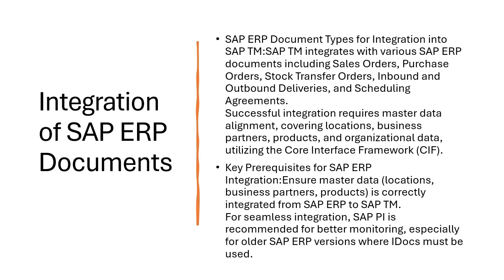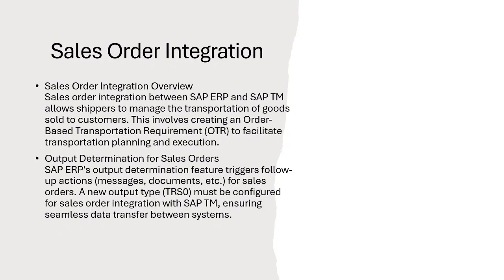So the SAP TM system actually receives and processes the data from SAP ERP through various methods, which also ensures a seamless flow of master data such as business partner, location, and product data. And then I have the sales order integration.